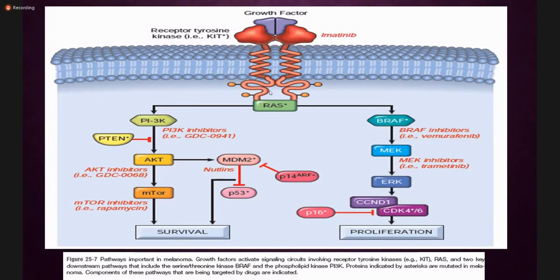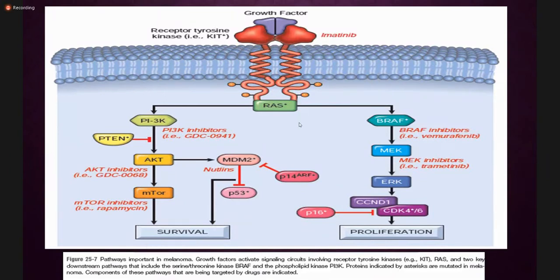Now coming to mutations in the growth promoting genes. This is an important pathway in melanoma. It starts from the growth factor attaching to the ligand present in the cell membrane. As you can see, this is a receptor tyrosine kinase here. When it is activated by attachment of the growth factor, it leads to activation of RAS, which then has two pathways. One is the BRAF pathway, which leads to proliferation of the cells. The other is the PI3K pathway, which leads to survival of the cells.